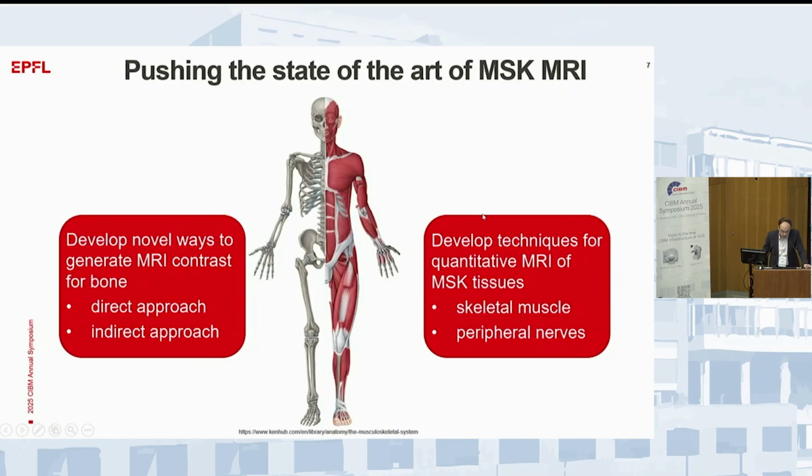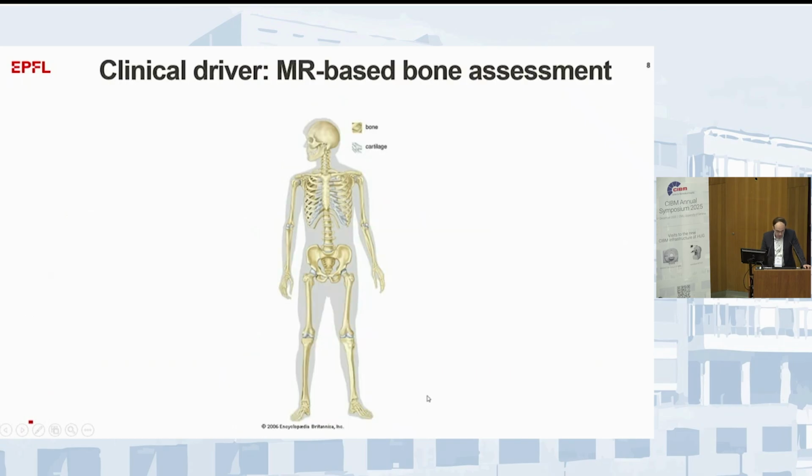So for the rest of the presentation today, I will try to tell you our journey that we had in my previous institution and what we are starting now here at EPFL, at the CIBM, to develop novel ways to generate MRI contrast for bone, so generating contrast for tissues that we cannot easily traditionally get a signal from. And I will show you an example of a direct approach to do that and an indirect approach. And I'll be talking on the right a little bit more about quantitative MRI of musculoskeletal tissues, especially in the context of skeletal muscle and peripheral nerves.